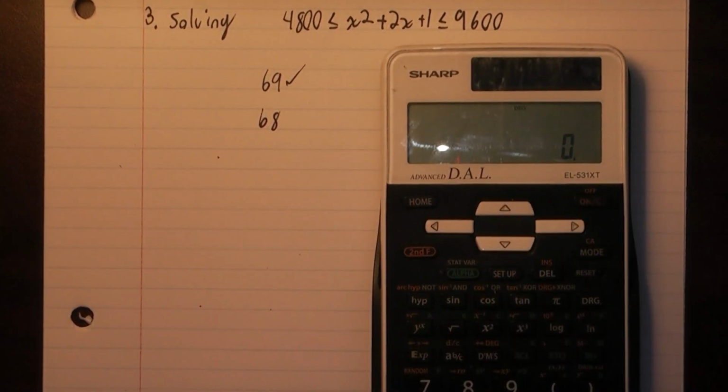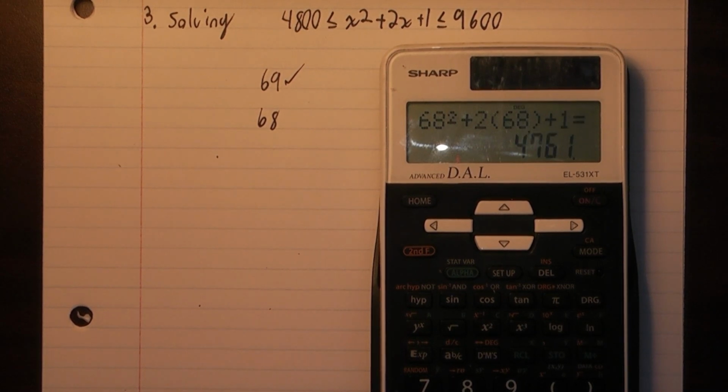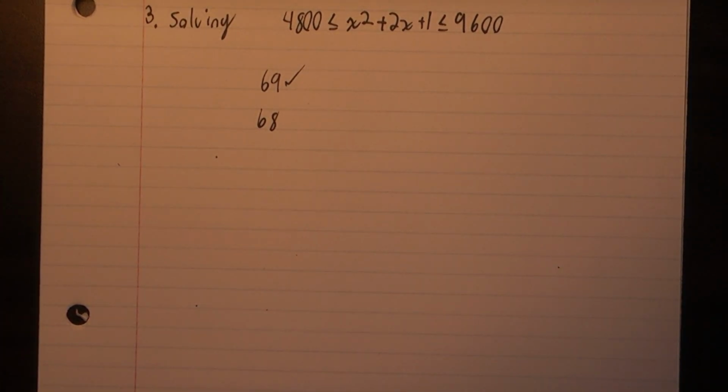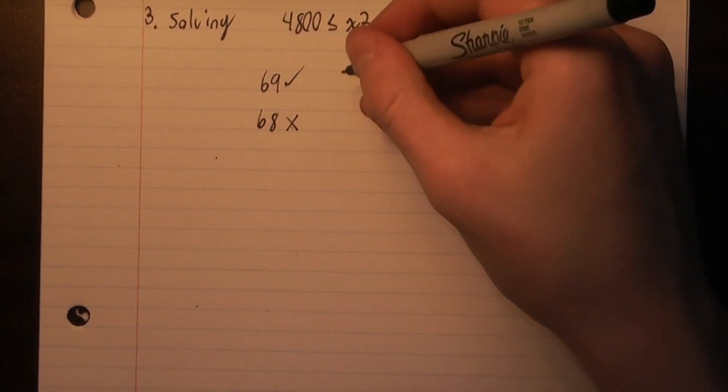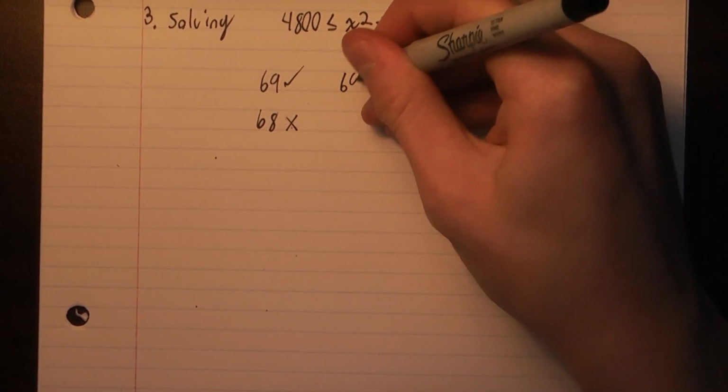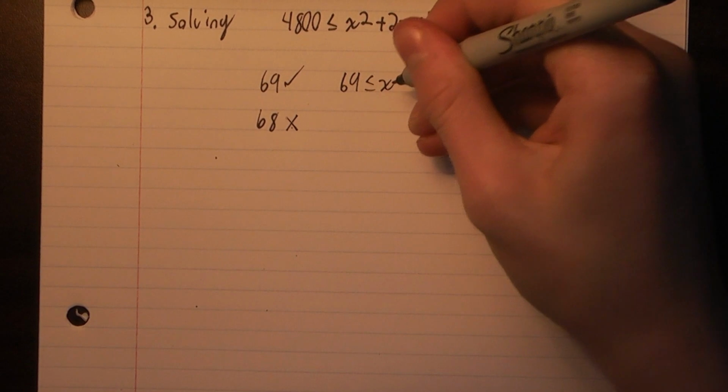Well, if we try that, 68 squared plus 2 times 68 plus 1 equals 4,761, which is less than 4,800, so it does not work. So the least possible value of x is 69.